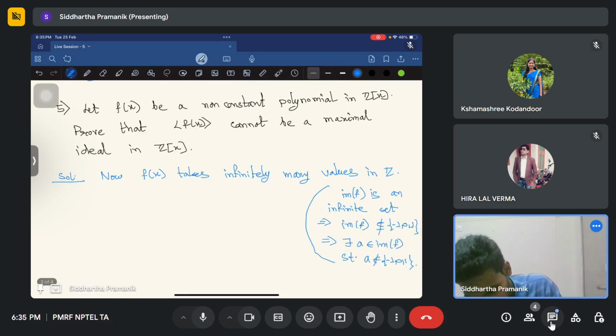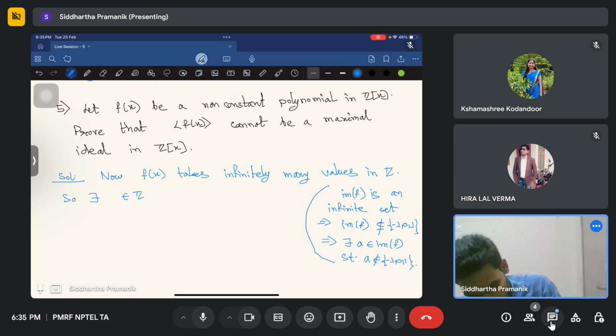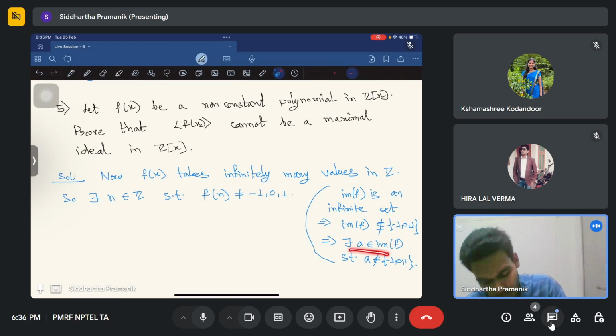So let me write it here. There exists an integer a, or say n, belonging to Z such that f(n) is not equal to -1, 0, 1. Since a belongs to the image of f, it must have a pre-image. So let that pre-image be n.